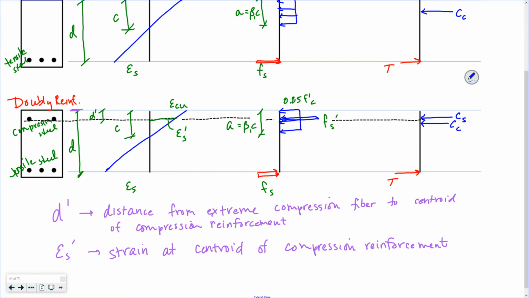And all the strains are related because I'm assuming a linear relationship, a linear profile, right? So they're all related by geometry based off of the assumption that ECU, the strain at the extreme compression fiber, is equal to 0.003. That's the ultimate strain of concrete. I know these values, D prime and D, based on the geometry. C, I do have to calculate, and ES will be based off of that with my assumptions of equilibrium.